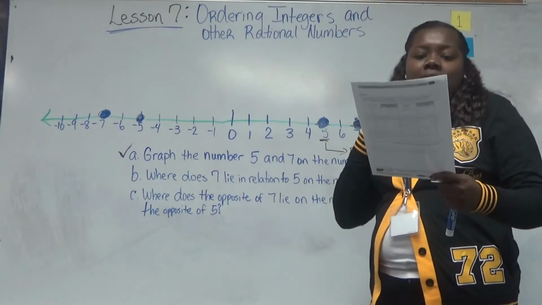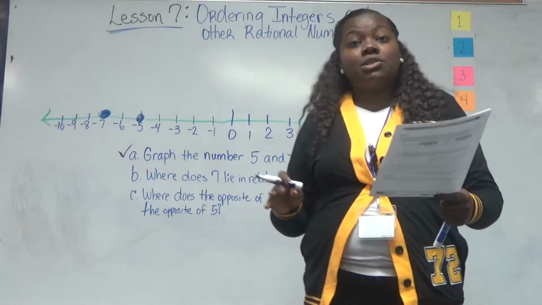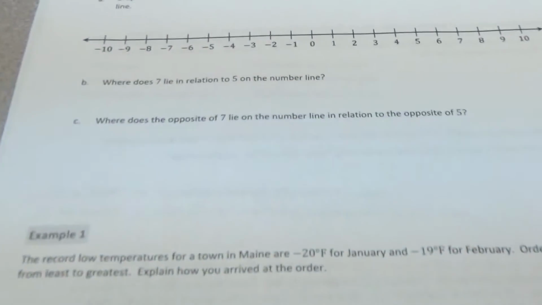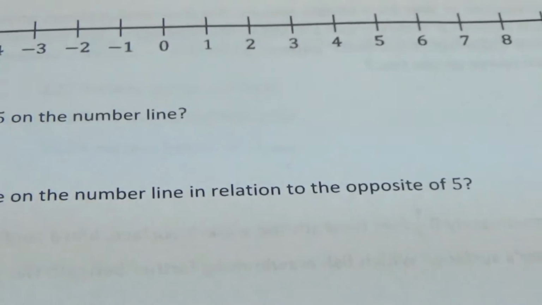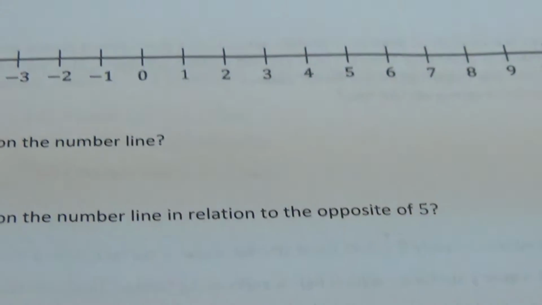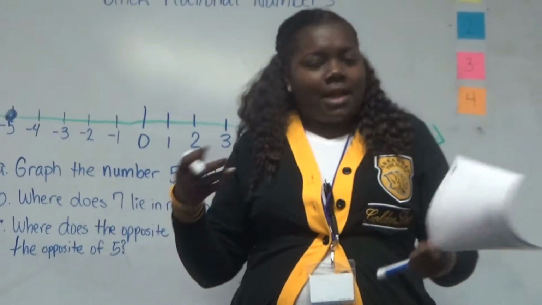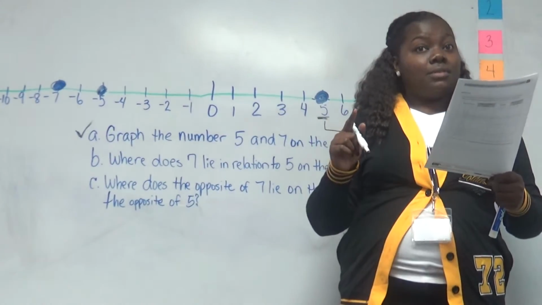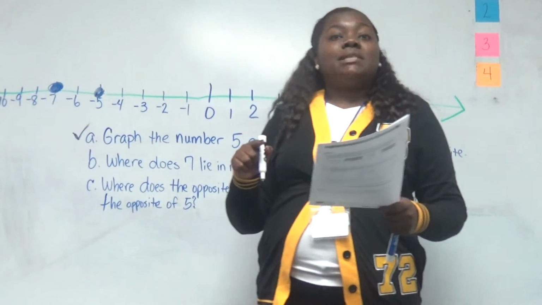Alright, now here's C. C gets a little tricky, but you can do it if you look at your number line. C says, where does the opposite of 7 lie on the number line in relation to the opposite of 5? What 2 numbers are they talking about this time? They are talking about the opposite of 7 and the opposite of 5. So what is the opposite of 7?